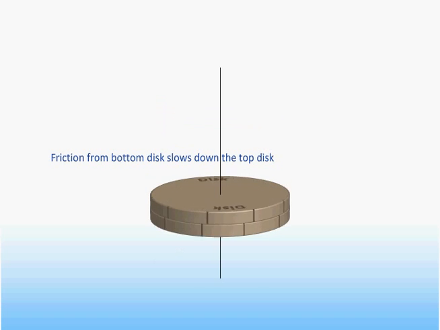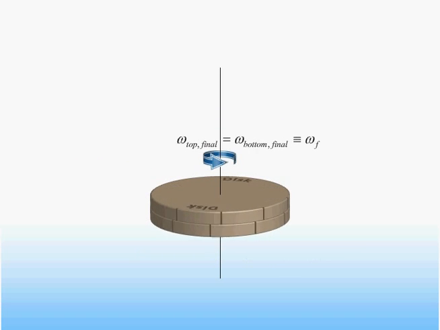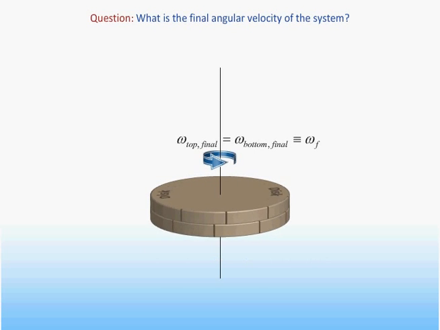The frictional force exerted by the bottom disk on the top one opposes the motion and causes the top disk to slow down. The top disk, though, exerts an equal and opposite force on the bottom disk, causing it to speed up. Eventually, the disks reach the same angular velocity, and the two-disk system moves together with angular velocity omega sub f. Our task is to determine this final angular velocity of the system.